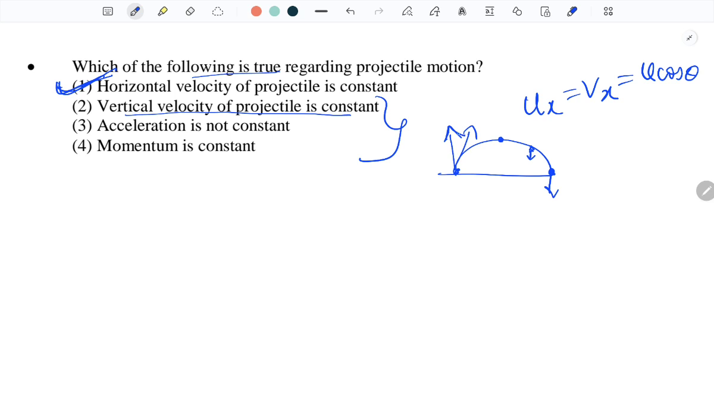That is, as much velocity as it started with, the same comes here in the negative. So clear cut, the vertical component cannot be constant. Acceleration is not constant? Acceleration throughout the journey, g remains downwards itself, isn't it? So g is constant. So what is said here, that acceleration is not constant, is wrong; it has to be constant. Momentum is constant. This also is wrong because velocity is changing. So obviously momentum must be changing. So the right answer which you have here is horizontal velocity of projectile is constant. This is the only right option.